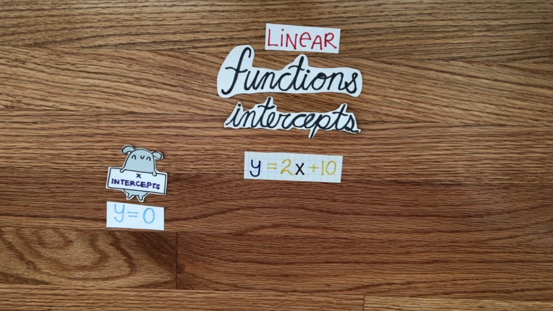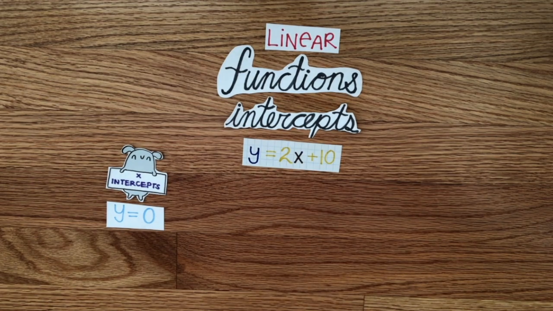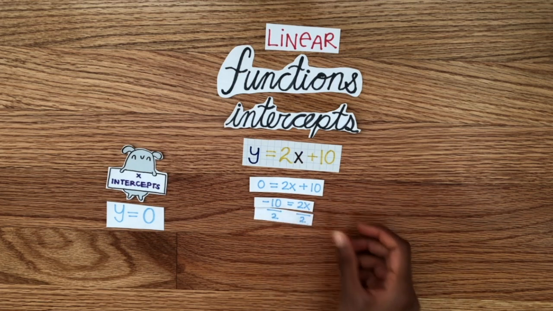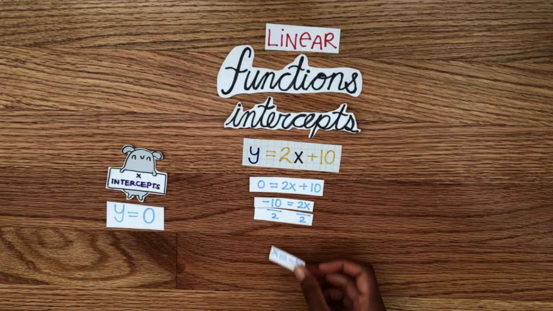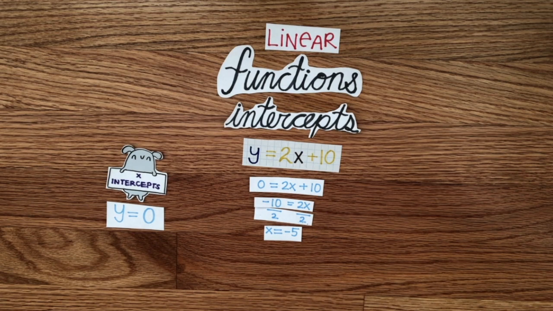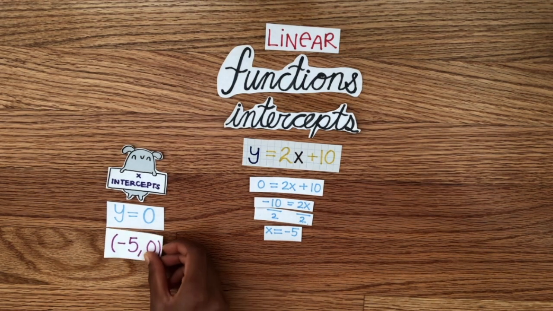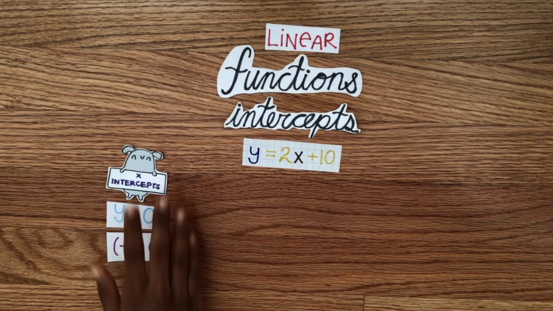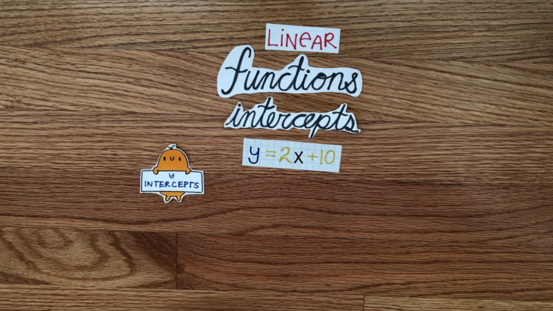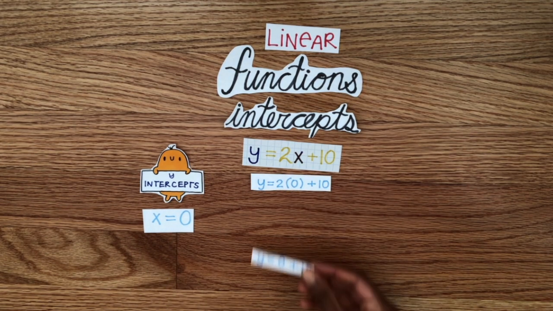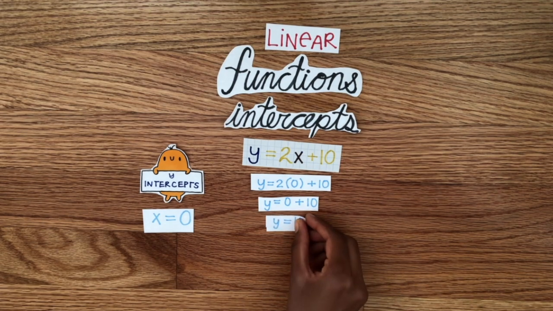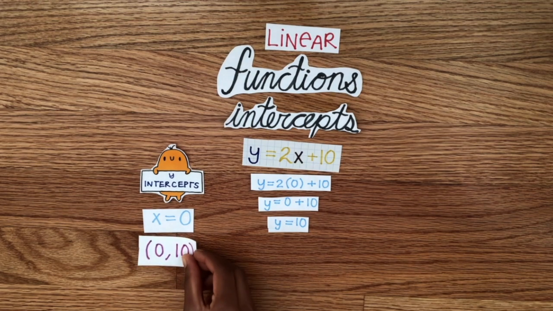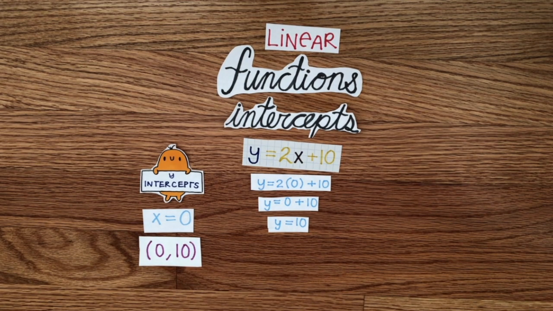Let's try it out. When we want to find out the x-intercept, we plug in y equals 0 because each x-intercept has a y value of 0. We solve and we figure out that x equals -5. So the x-intercept is (-5, 0). We can do a similar thing to find out the y-intercept. Since we know that x equals 0, we plug in x equals 0 and solve to figure out what y is. We find out that y equals 10 when x equals 0. So the y-intercept is (0, 10).